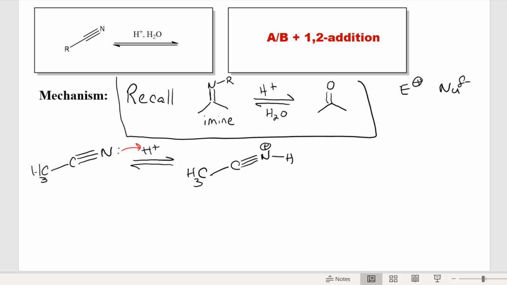So we just did the acid-base chemistry. And now we're going to do our in, up, down, out reaction conditions. Our water is going to be our weak nucleophile. And we're going to go in and up.